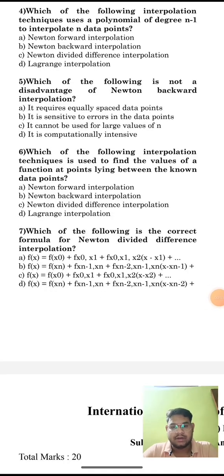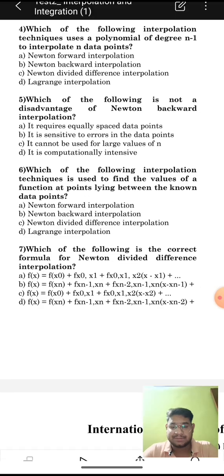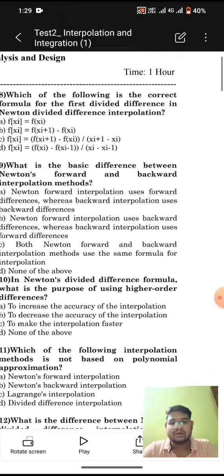Question number 7. Which of the following is the correct formula for Newton divided difference interpolation? The correct answer is option A. f(x) = f(x0) + f[x0, x1](x - x0) + f[x0, x1, x2](x - x0)(x - x1) + up to n terms. Let's move on to the next question.